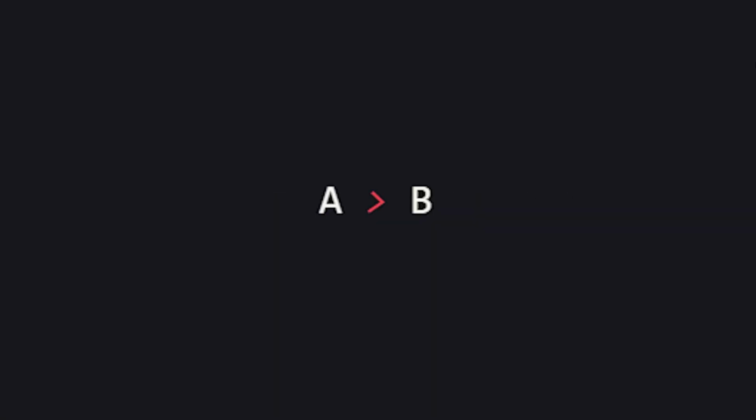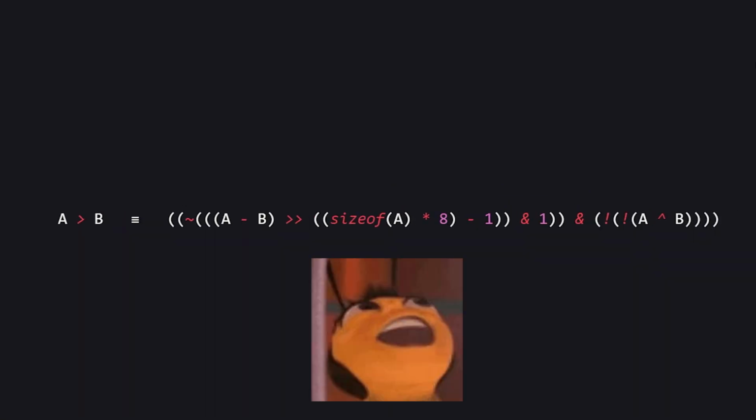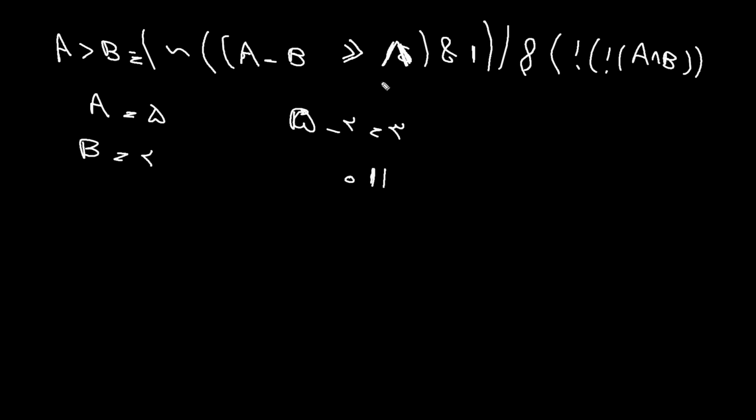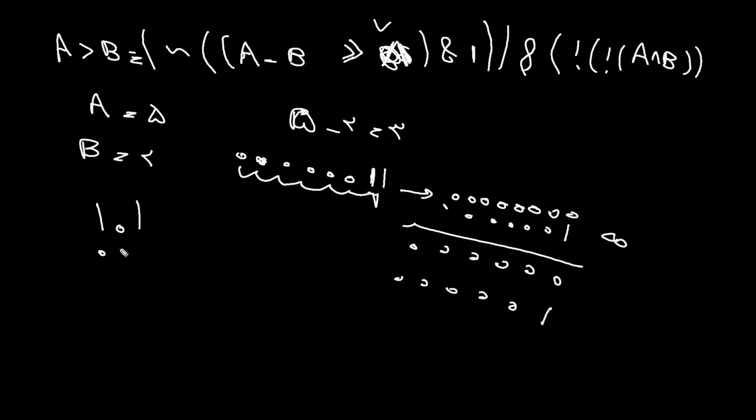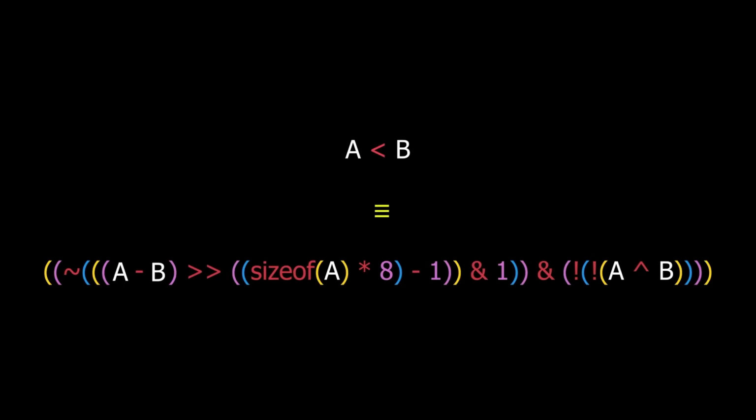Now it's time for the greater than operator. The bitwise version looks like this. I know it looks scary, so I'm not going to explain it here. You can try it on paper yourself if you want, but if not, just trust me. This formula is equivalent to the greater than operator. Less than operator is implemented exactly the same way, except the order of subtraction is reversed.